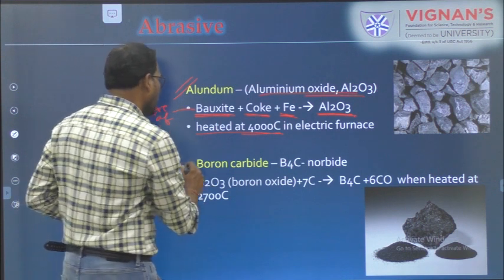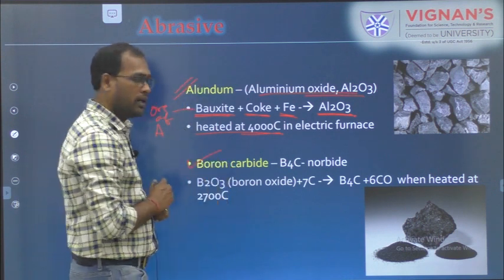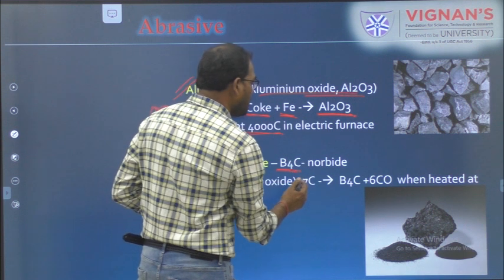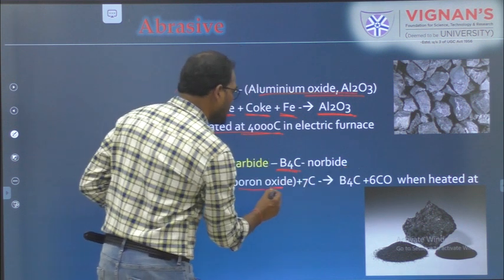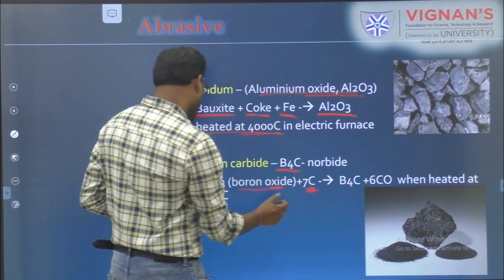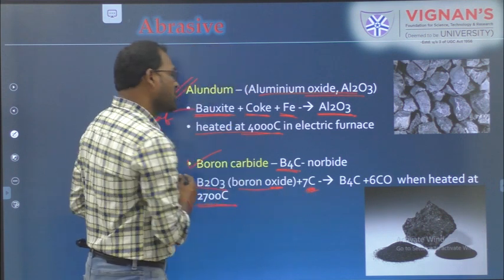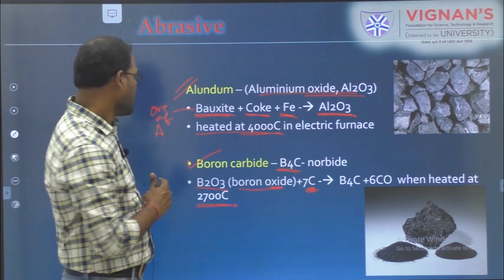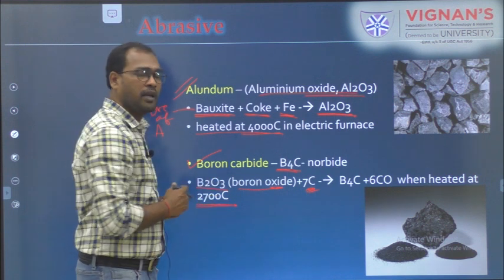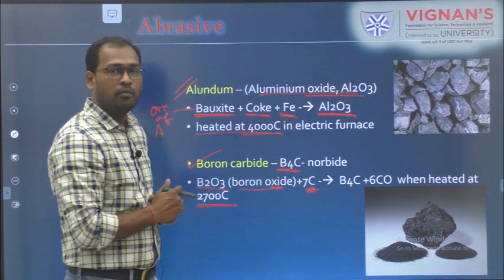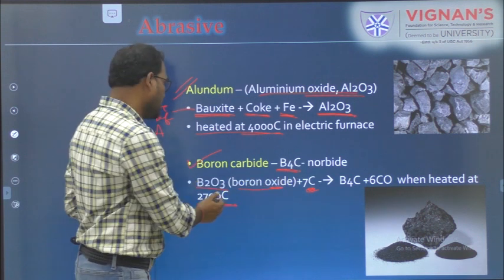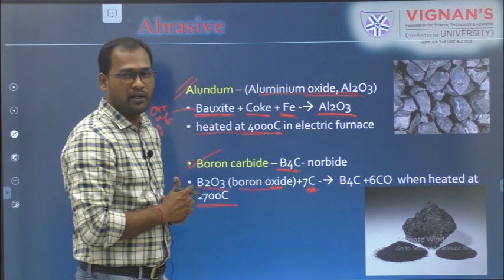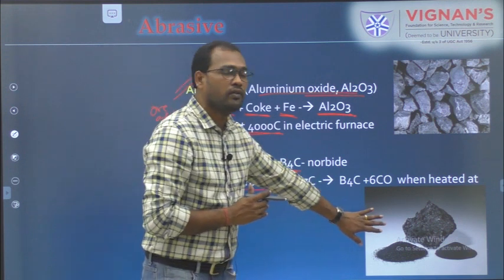And the next one is boron carbide, B4C. This is made by heating boron oxide in presence of carbon at a temperature of 2700 degrees Celsius. So, this boron carbide is made by heating boron oxide in presence of carbon at a very high temperature of 2700 degrees Celsius, where you get this boron carbide.